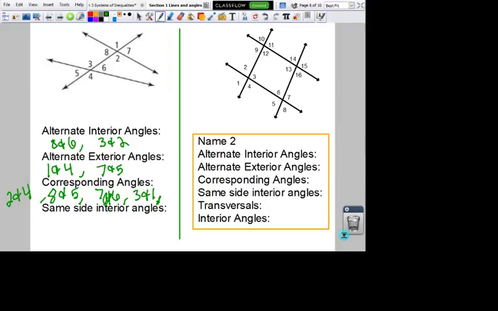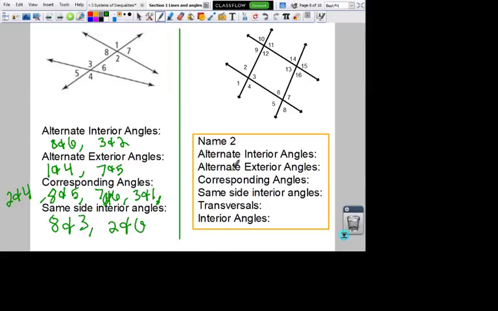And then we have same side interior. Tiana, give me a pair of same side interior angles. 8 and 3 are same side interior. Kylie, give me the last pair of same side interior. 2 and 6. Yep, angle 2 and 6.